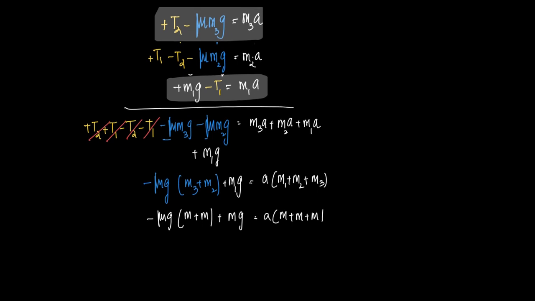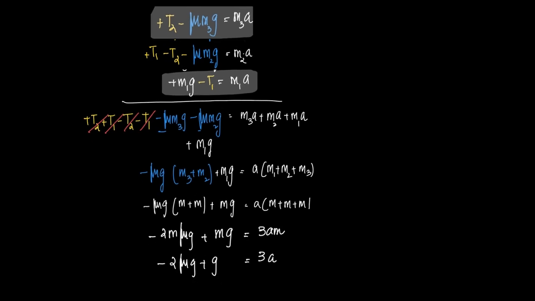And what will this give us further? 2m into mu g plus mg is equal to 3m into a, or 3m. In which case, what else is common here? If we take g common, let's cancel out m first. So this becomes minus 2 mu g plus g is equal to 3a, right?